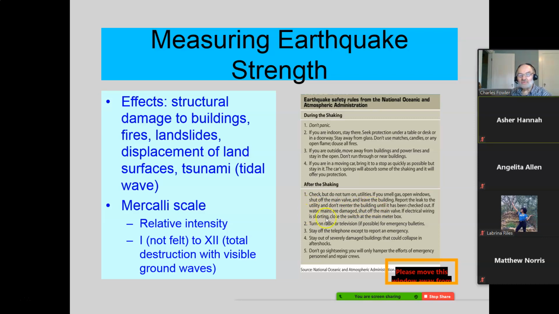If water mains are damaged and you have leakage, shut off the main valve if you know where that is, and if electrical wiring is showing, in other words, you've had enough shaking, you see wire poking out of the wall, then close the switch at the main breaker box. You don't want anything arcing and sparking if there could be a gas leak as well.